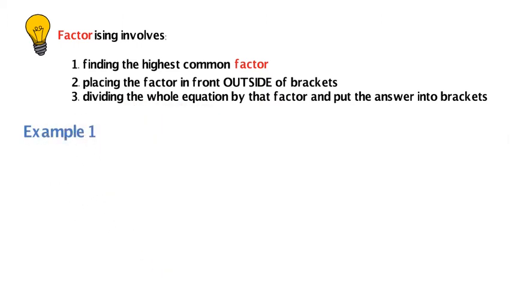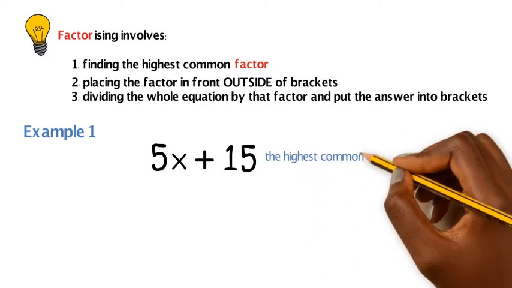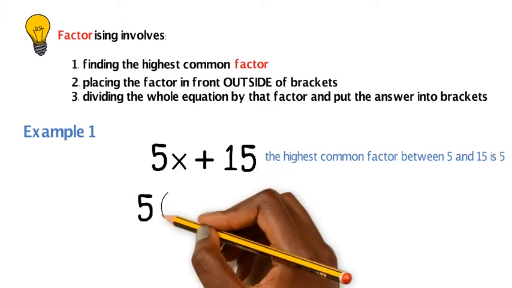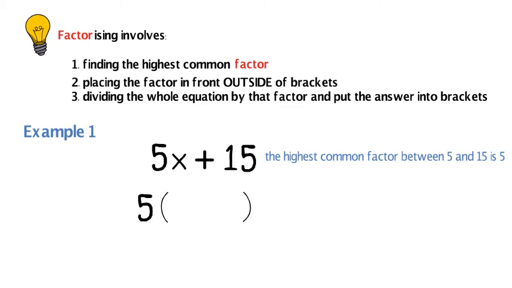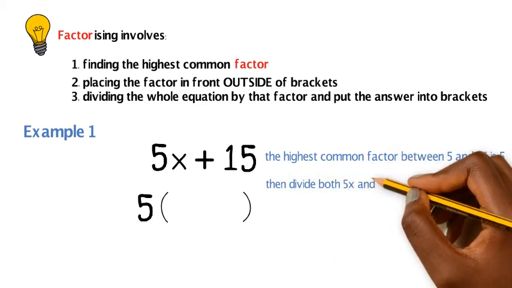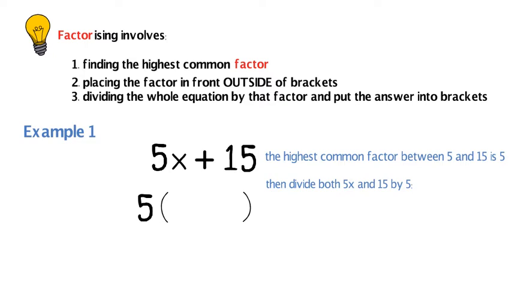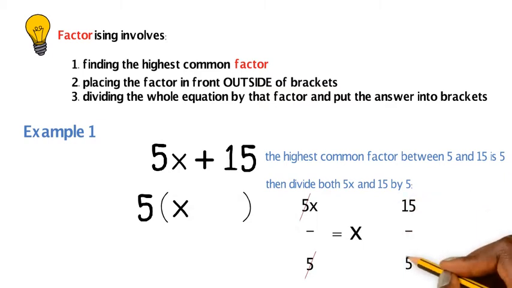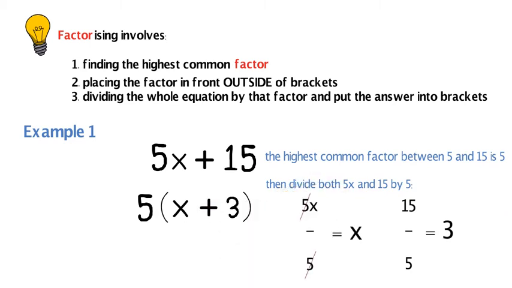So example 1, if you have 5x plus 15, the highest common factor between 5 and 15 is 5. So 5 would go outside of the brackets. Then you need to divide both 5x and 15 by 5. So first off, if you do 5x divided by 5, both of the 5's would cancel out and you'd be left with an answer of x. So x goes into the brackets. And then if you divide 15 by 5, you get 3. So plus 3 would go into the brackets.